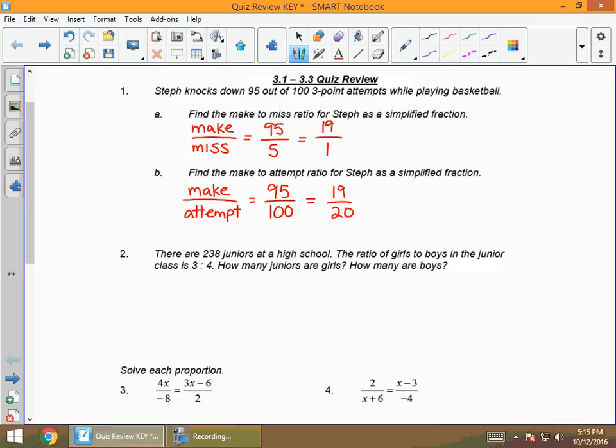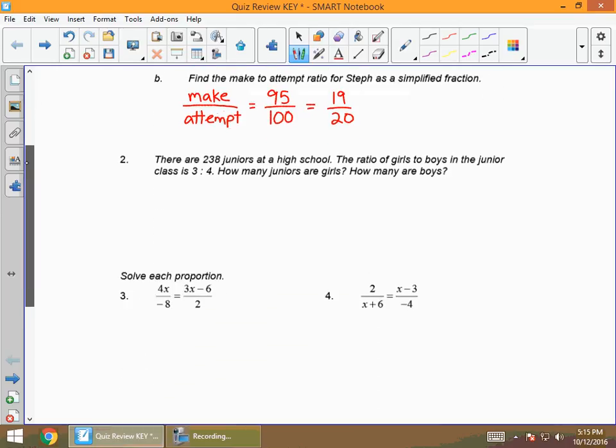Again, it says write as a simplified fraction. It could say to write it using a colon, or the word "to." We talked about several different ways to do that.